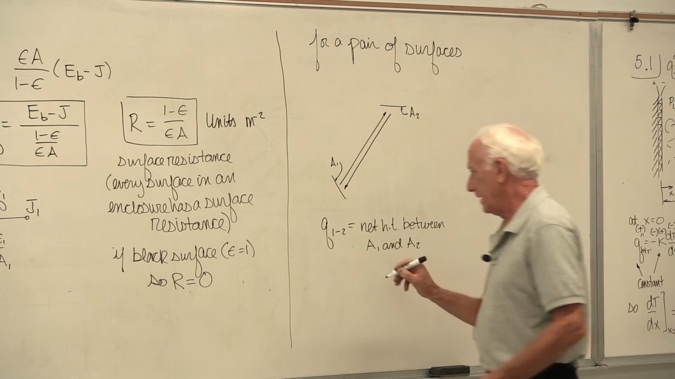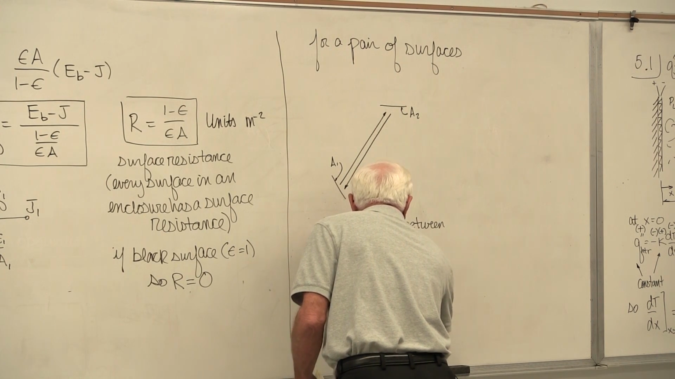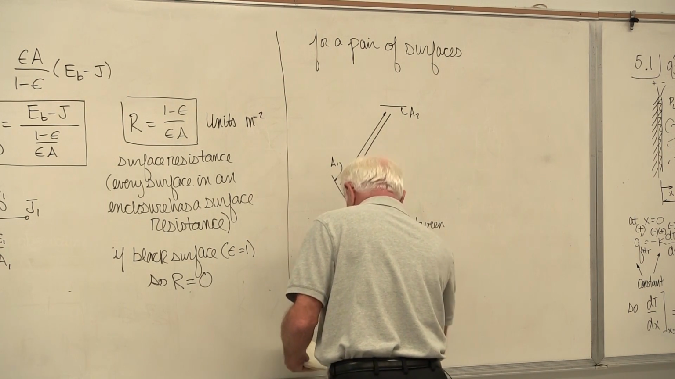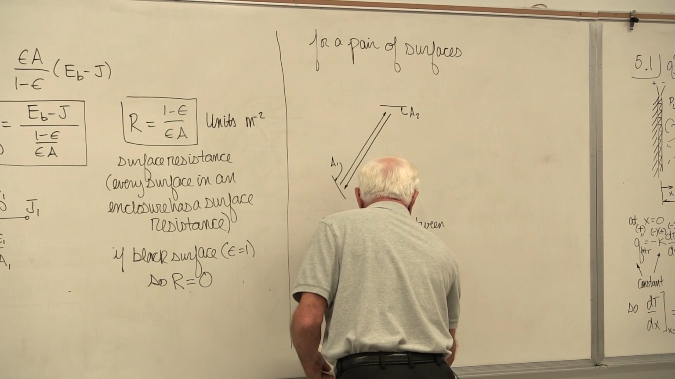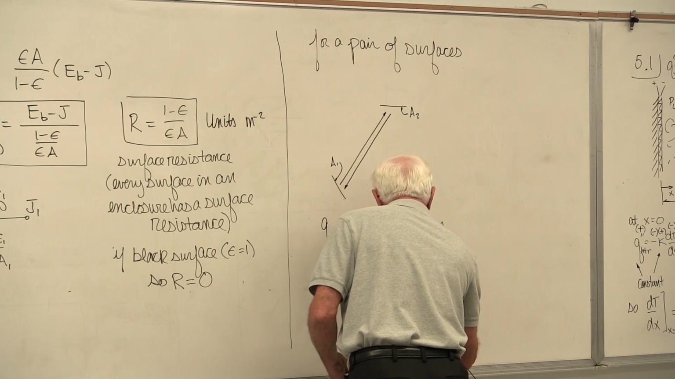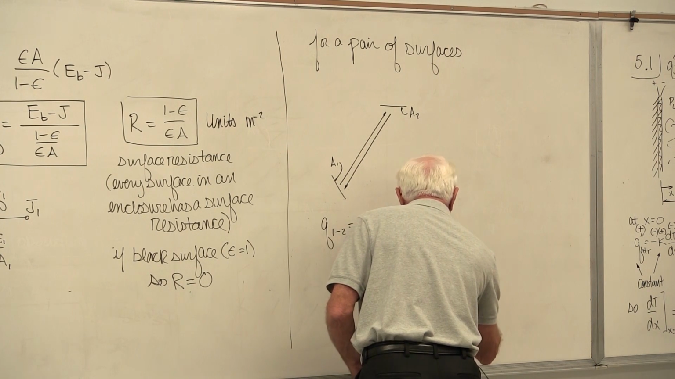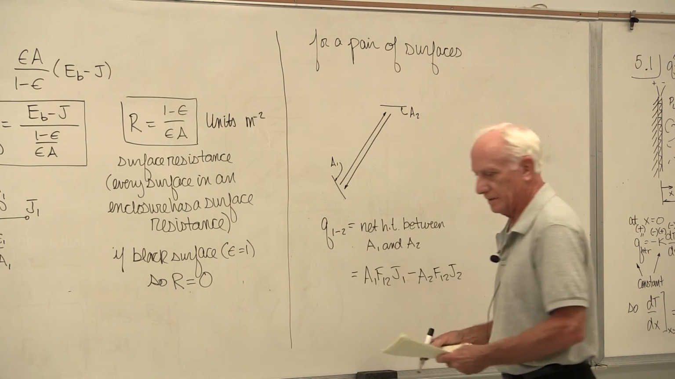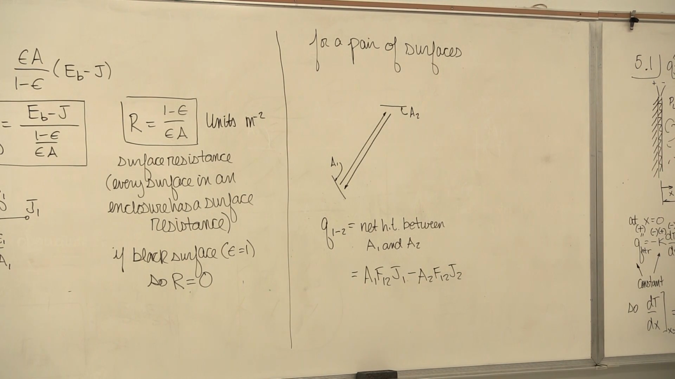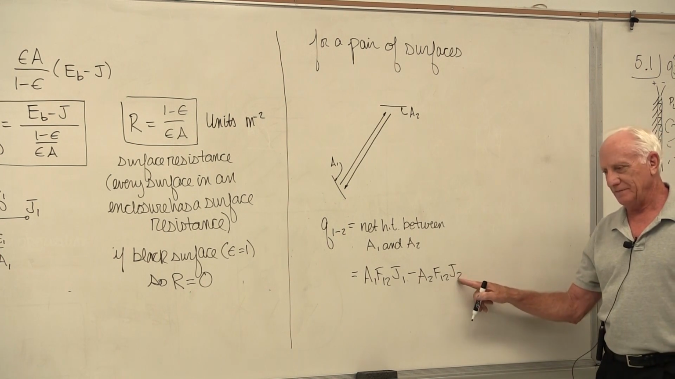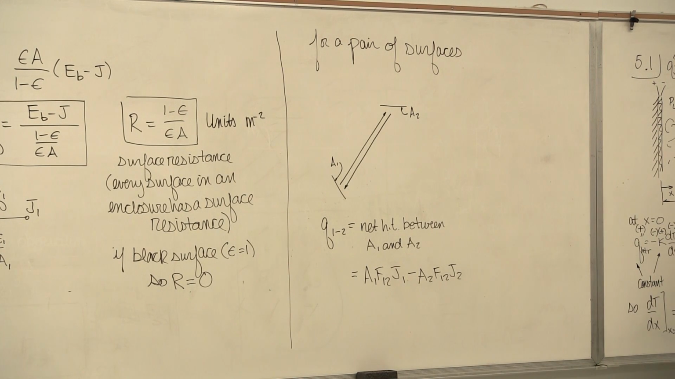Okay, and that's equal to A1 J1 F12 minus A2 F12 J2. The first term is what's leaving surface 1 that's getting to surface 2, minus what's leaving surface 2 that gets to surface 1. That's the net heat transfer between those two surfaces.